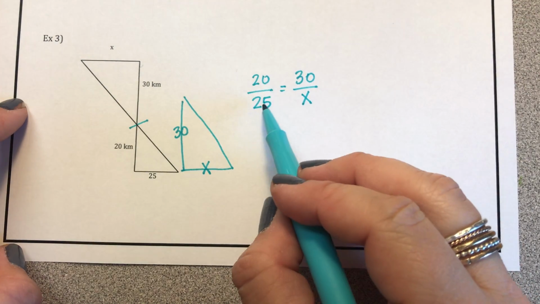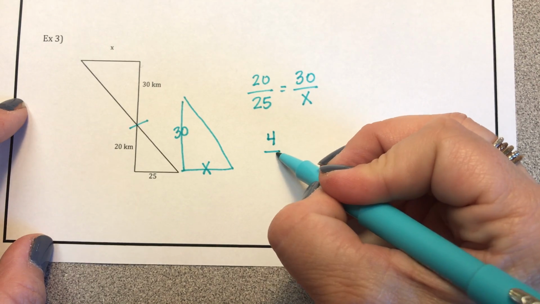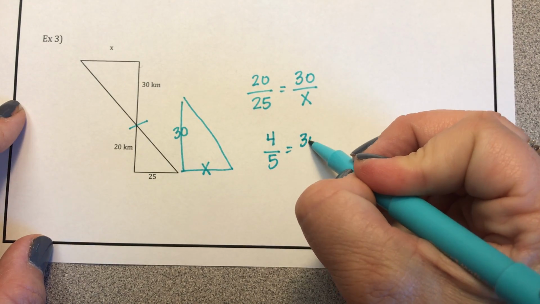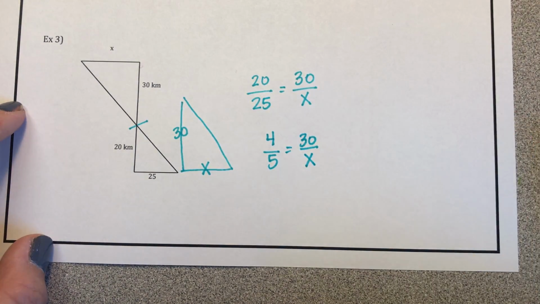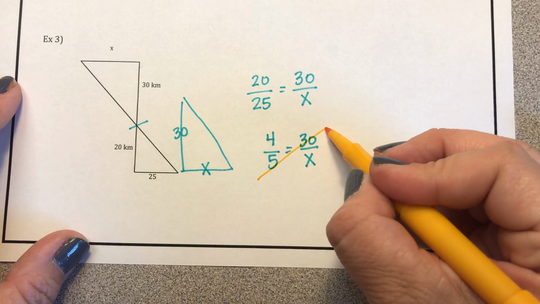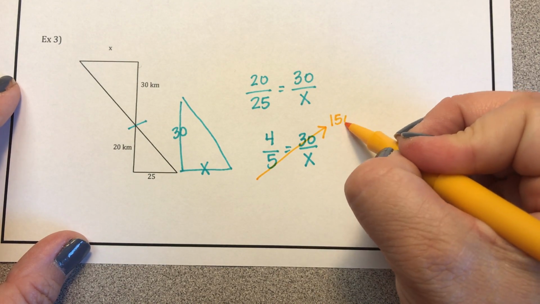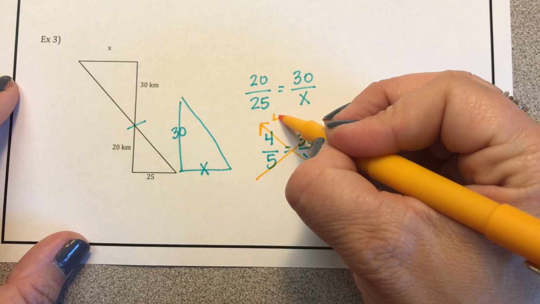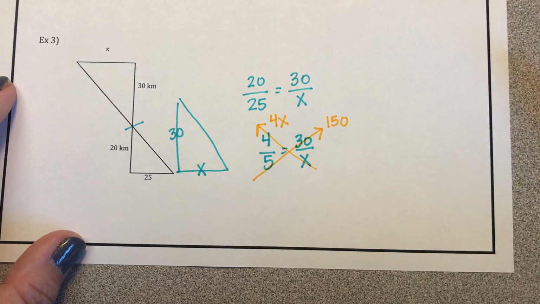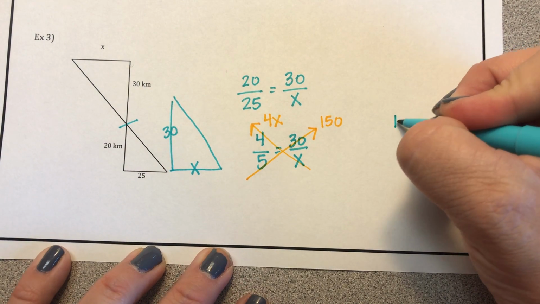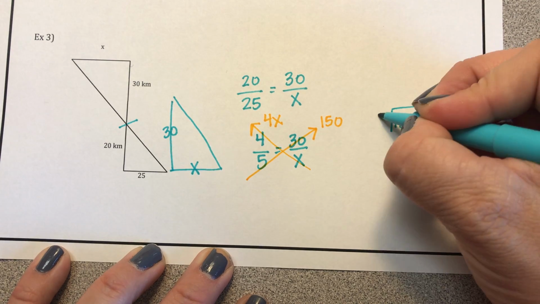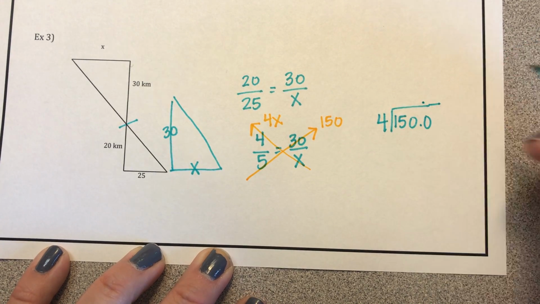So I'm going to go ahead and reduce this to make it 4 over 5 equals 30 over x. And now I can do my cross products. 5 times 30 is 150. x times 4 is 4x. So I'm going to have to do 150 divided by 4 to figure out what x is.